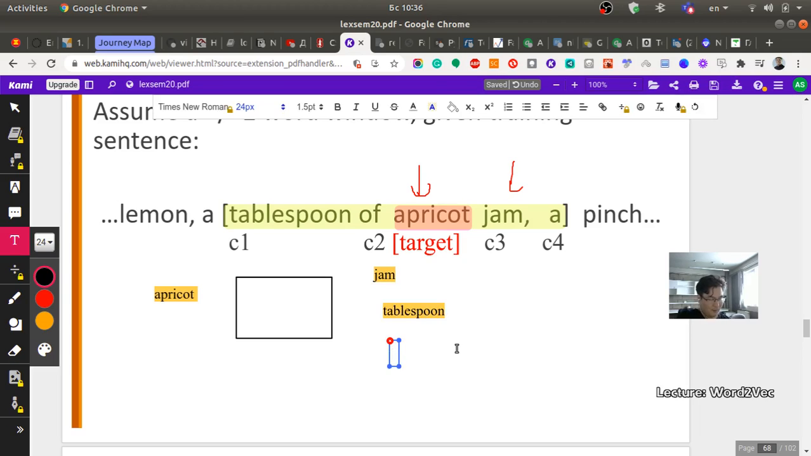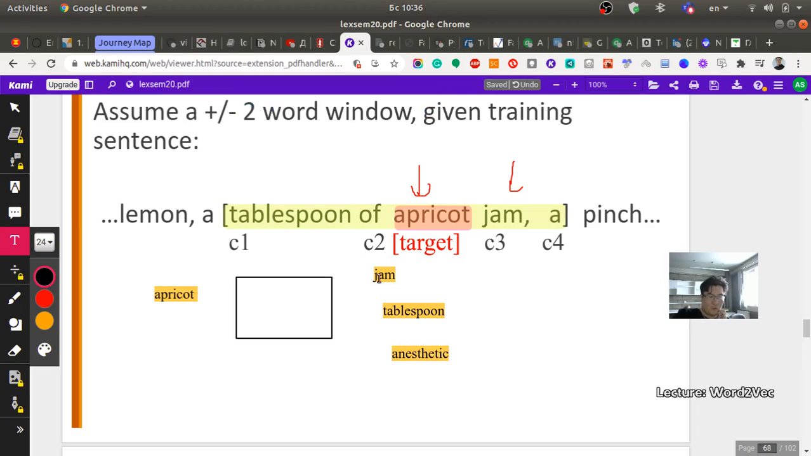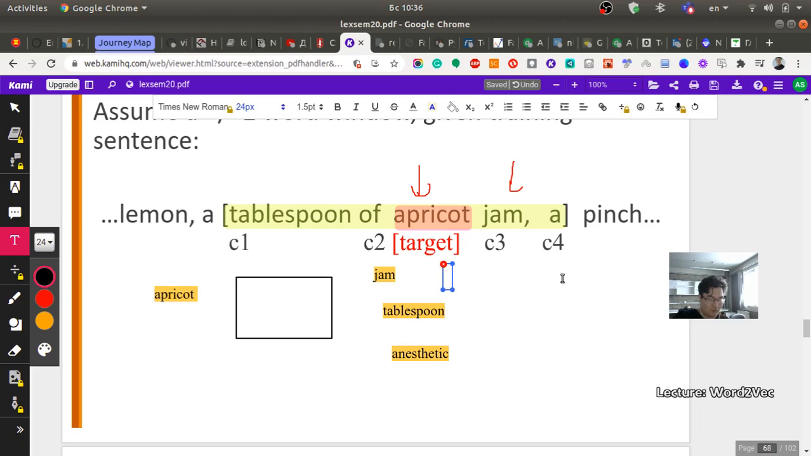And here, for example, what cannot be near apricot? Anesthetic, for example. So it's something like this. You say jam near the word apricot. What's the probability that jam will be near? For example, here we write 0.8, tablespoon 0.5, and anesthetic 0.001.